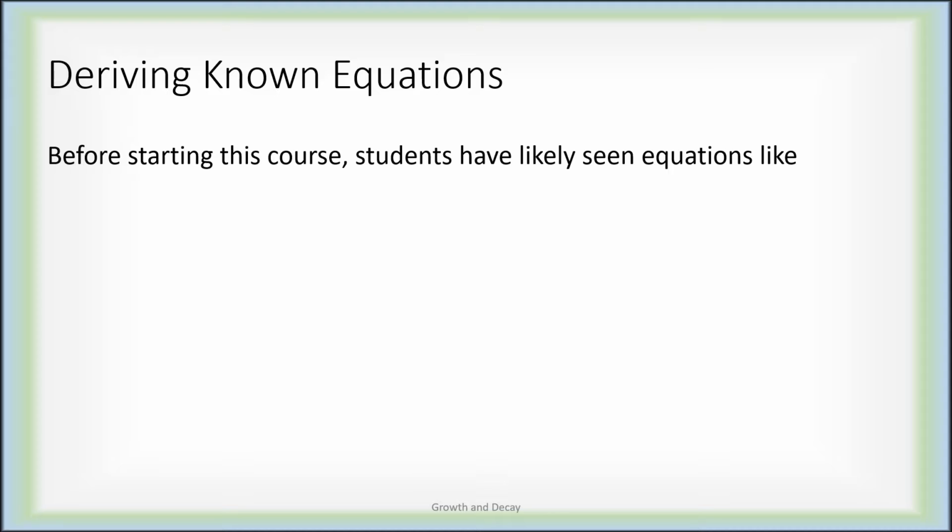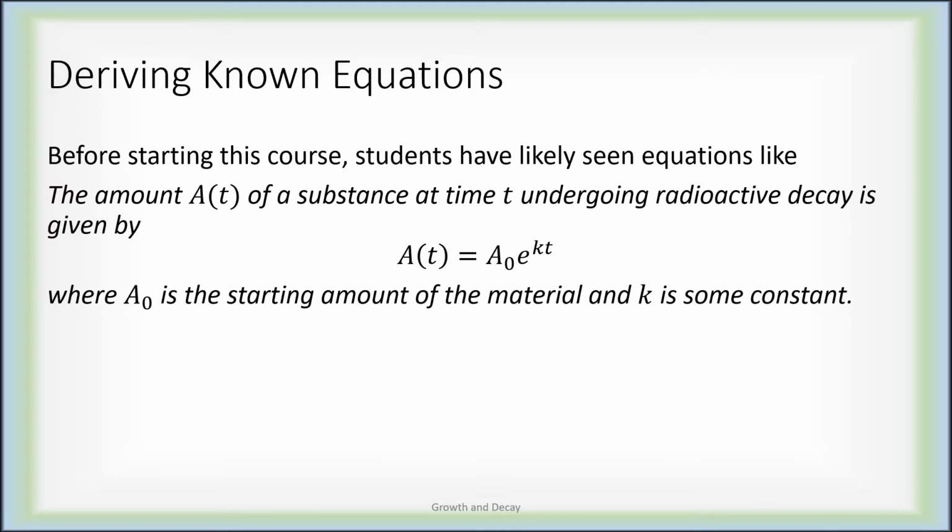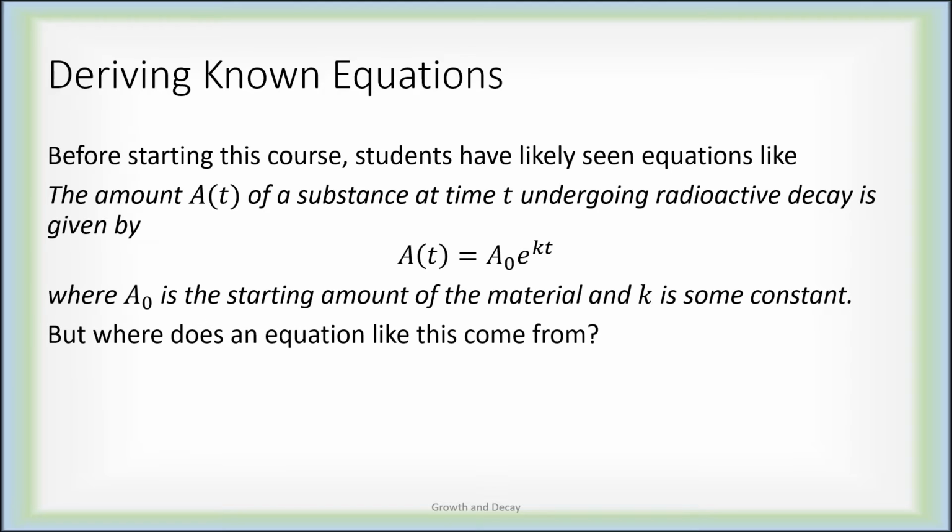Now, before starting a course in differential equations, just about any student is going to have seen something like: the amount A of t of a substance at time t undergoing radioactive decay is given by the function A of t equals a sub 0 e to the kt, where a sub 0 is the starting amount of the material and k is some constant. This is a very, very typical way to phrase problems in, say, a pre-calculus course. But where does this equation actually come from?